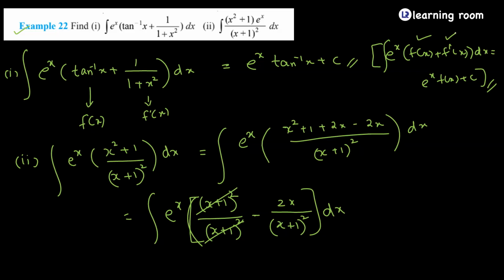Can you split the terms and see? So if you take x square by x plus 1 the whole square as f of x, then what should f dash of x be? Then it should be 1 by 1 plus x square.